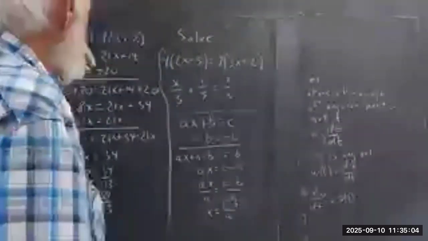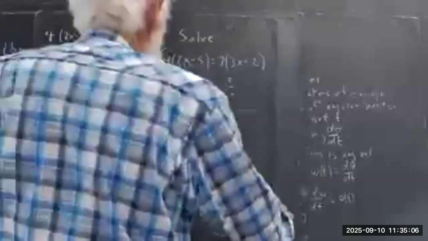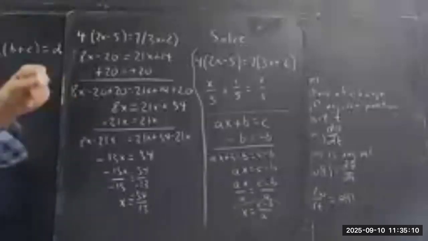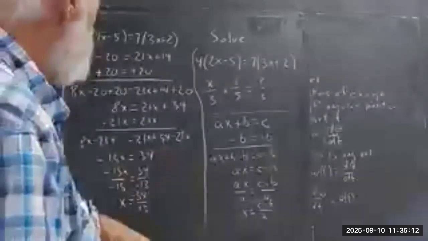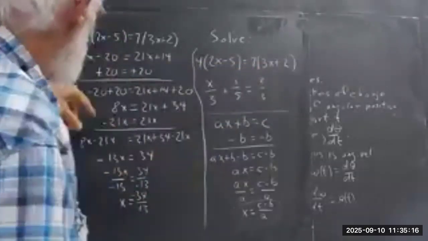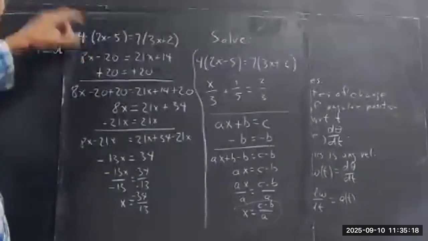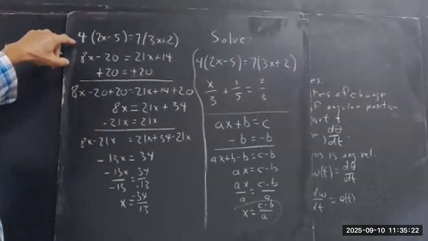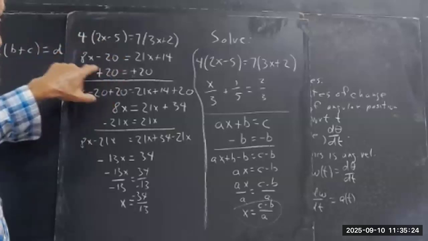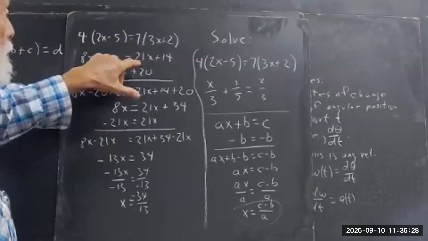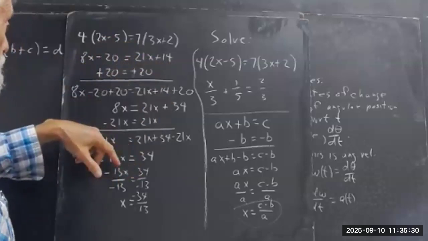pretty quickly. And in the meantime, I'll be working on this equation here. So first, to solve this equation, we multiply both sides, but we use a distributive law on both sides. So we multiply 4 by 2x and by -5, I got 8x minus 20. 7 times 3x plus 2 is 21x plus 14.